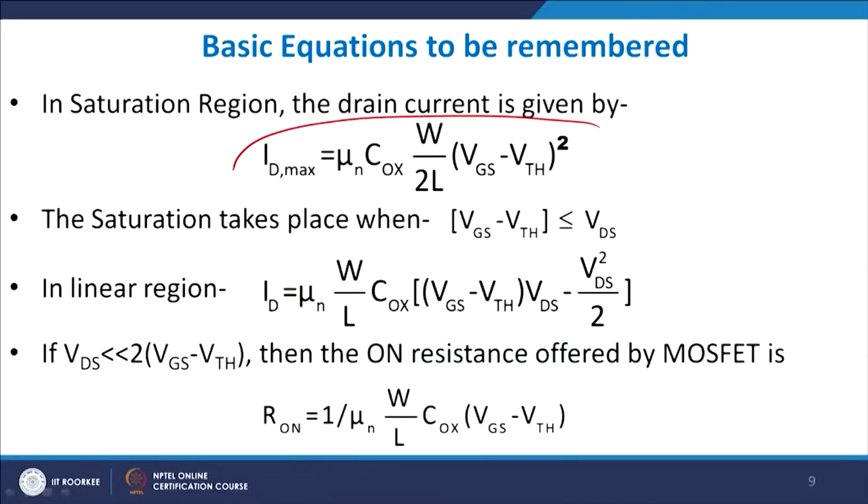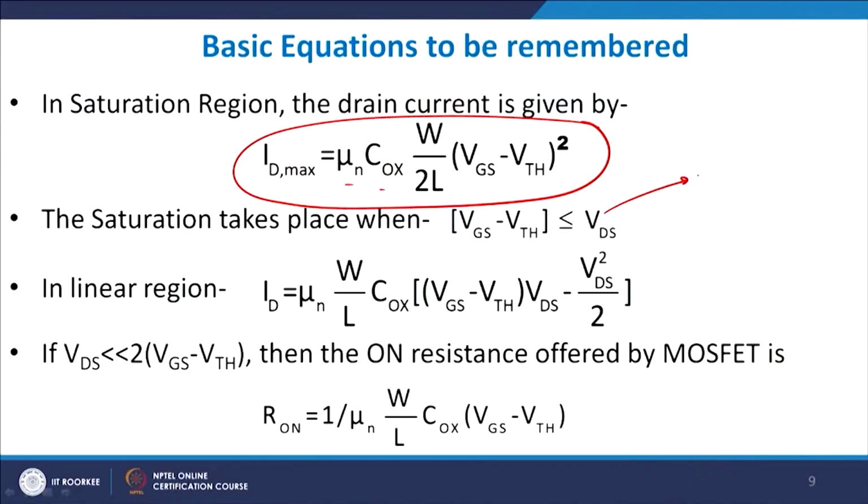The first thing: in the saturation region, the drain current is given by ID max, the maximum current, as mu n C oxide W by 2L into (VGS minus VTH) whole square. Which means that if your VGS minus VTH is doubled, your current will become almost 4 times. But here, if you see clearly, it is independent of VDS. So ID is independent of VDS, primarily meaning that ID is almost constant.